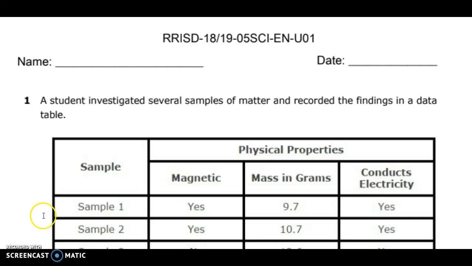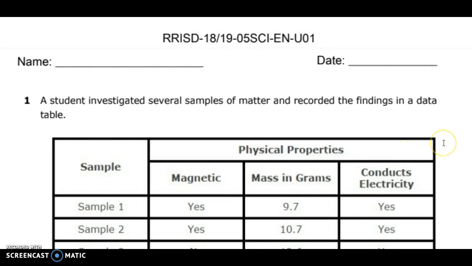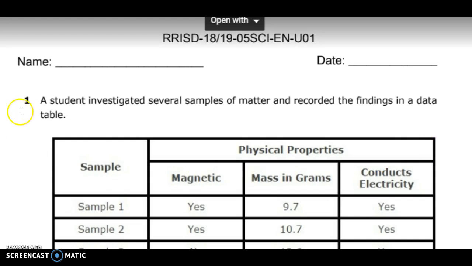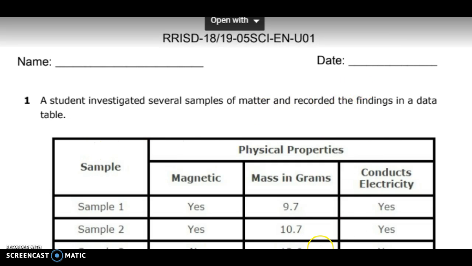Science, Unit 1, DCA on classifying matter. A student investigated several samples of matter and recorded the findings in a data table.